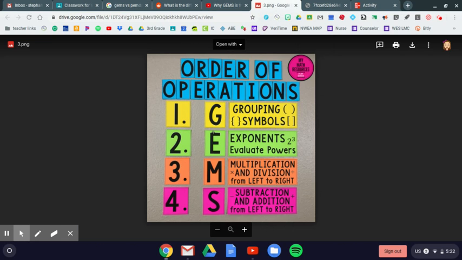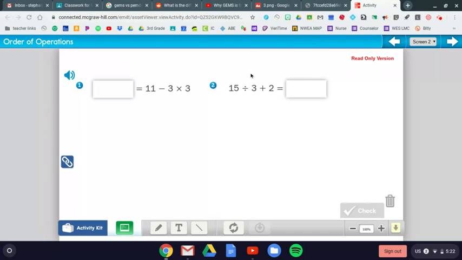Remember, parentheses and grouping symbols come first. Then exponents, which you won't see, multiplication and division, addition, subtraction. So let's take a look at our first question. 11 minus 3 times 3. Well, I want to remind myself. G, E, M, S. Okay. G is for groupings. Do I have any? Nope. I'm done. I won't have exponents.